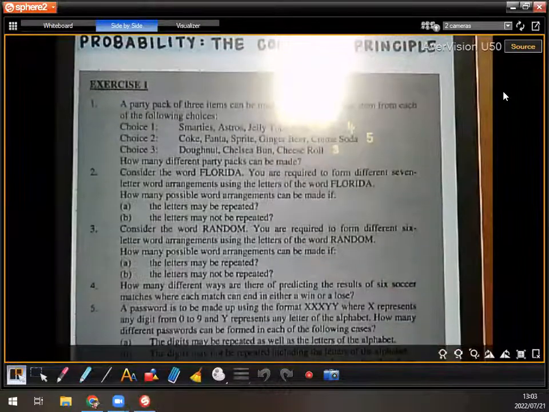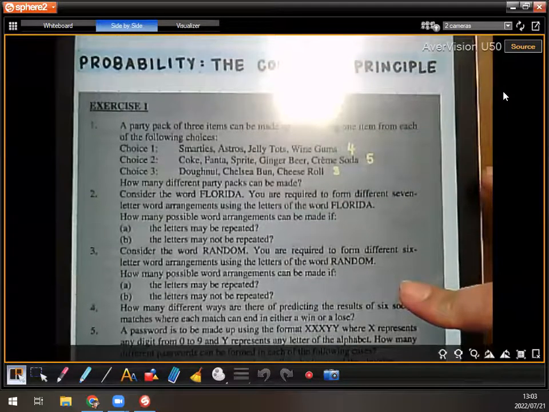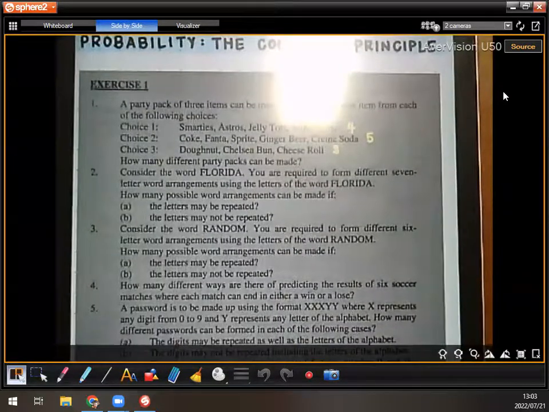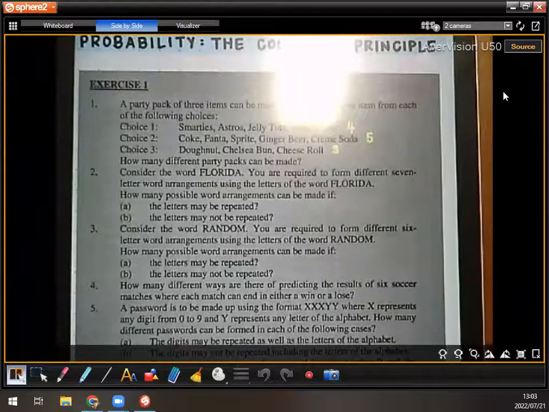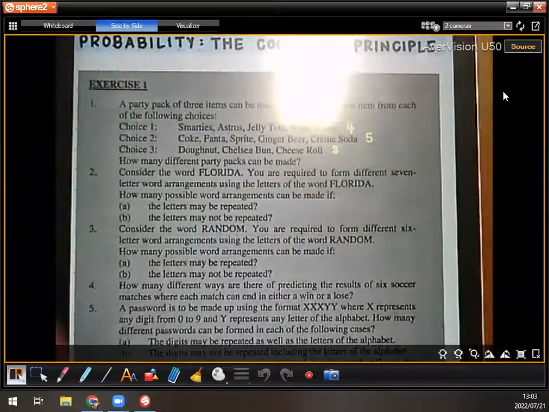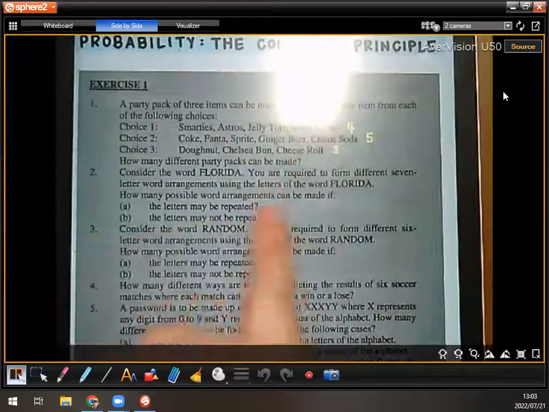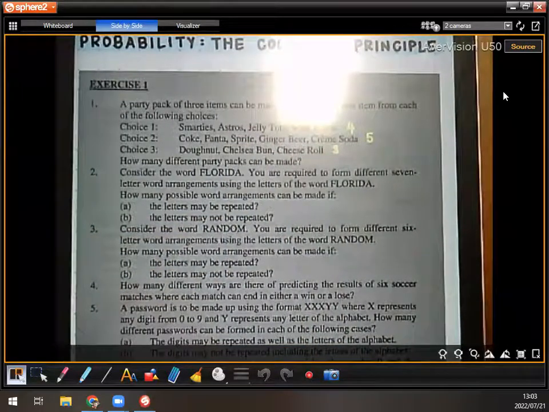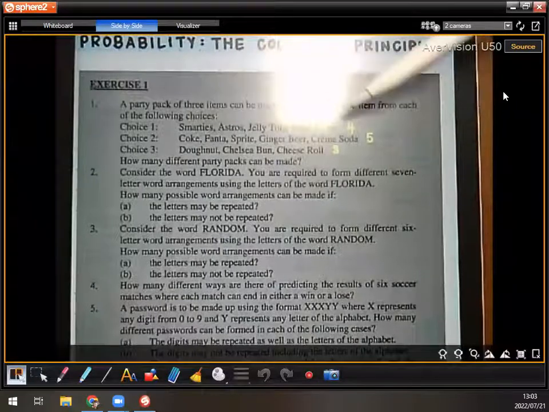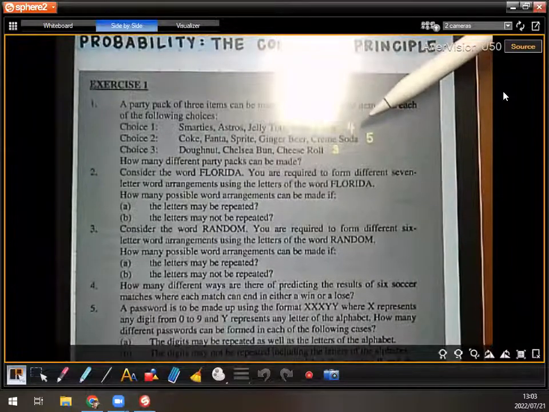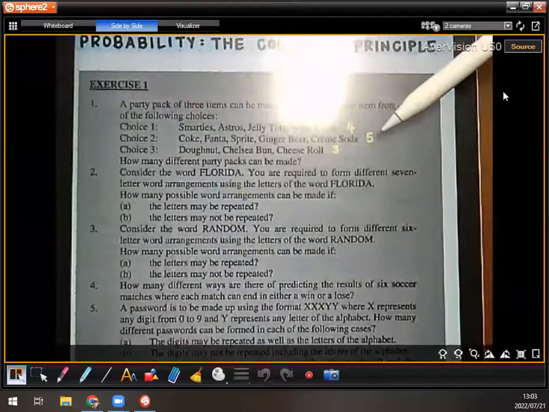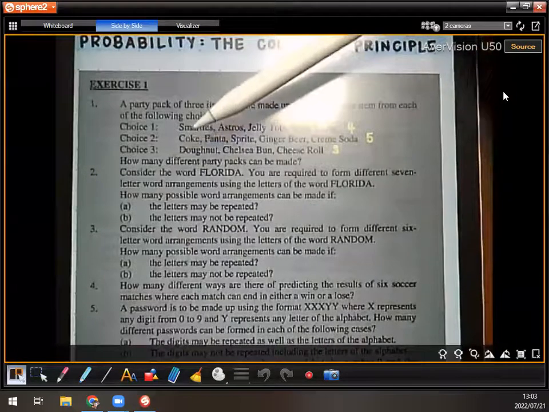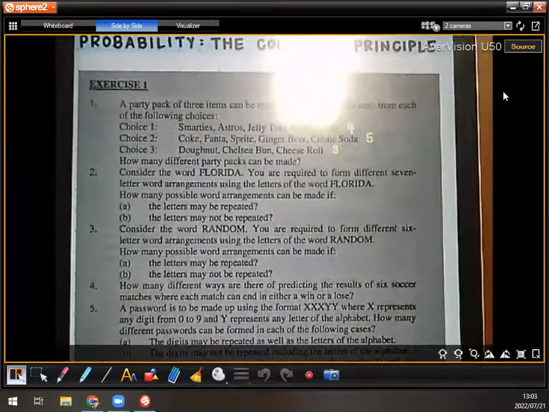So in this exercise, sorry, it is quite dark. I'm just gonna read through what the question was. They say there, a party pack of 3 items can be made up by selecting one item from each of the following choices. So choice 1. They've listed what the items are, but guys, the important thing is how many options there are, right? So for the first choice, if you count, there were 4 things. For the second choice, there were 5 drinks. And then the third choice, there were 3 things.